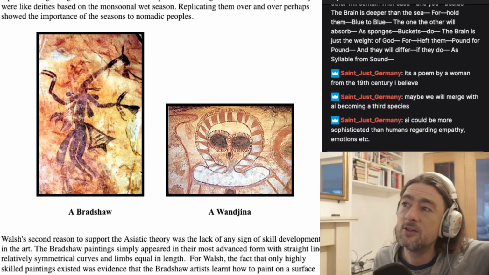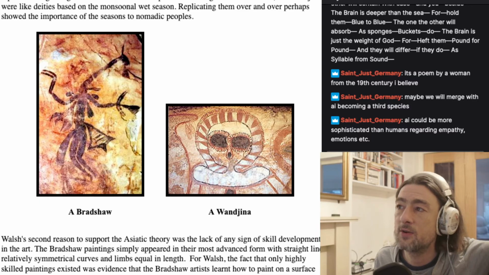Oh, I see, look here. Look, that's a Bradshaw on the left, and that's a Wanjina on the right. I can see why they're quite different.